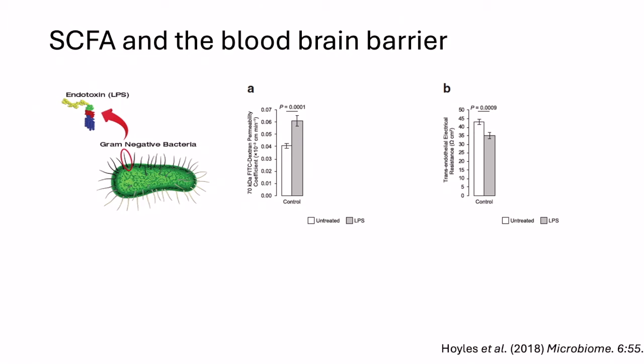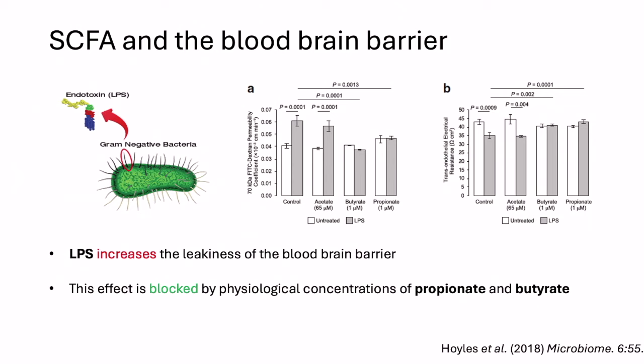Another way you can test this is if you have your cells tightly packed together and you pass a current across them. If they're tightly packed, you have high resistance, so you see that here, whereas if they get weaker, that resistance goes down. You can see that when you give LPS, the resistance goes down. But if you pre-dose or bathe these cells in short-chain fatty acids, particularly butyrate and propionate, and then expose them to LPS, you don't get that rise in permeability. So these short-chain fatty acids, these microbial chemicals, can actually prevent that leaky blood-brain barrier.